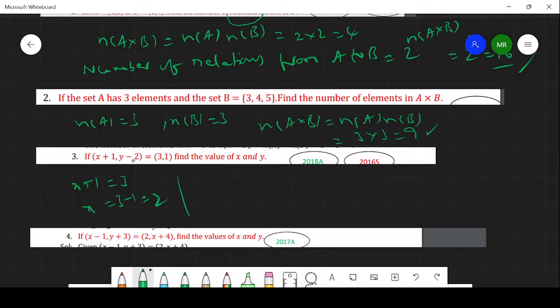Now compare the y coordinates. This is the second coordinate, y minus 2, and it is equal to 1. So y is equal to 1 plus 2, which is 3. So x is equal to 2, y is equal to 3. Now you can check that. I hope you understood this. Is it clear?